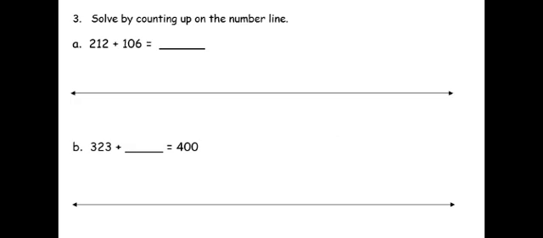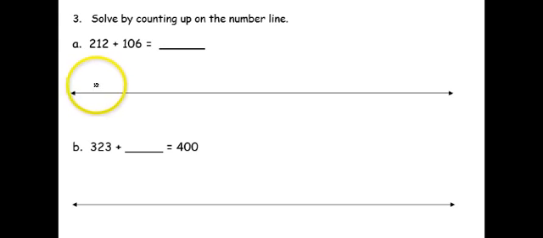In the next section, I'm going to use the number line to help me solve these problems. The first problem is 212 plus 106. This is an open number line because it doesn't have any numbers or marks on it, which means I can start anywhere on the number line that I choose. And the examples that I'm going to show you are just possible solutions. Students might start their number lines in different places and do different hops, but we should still all end up in the same place.